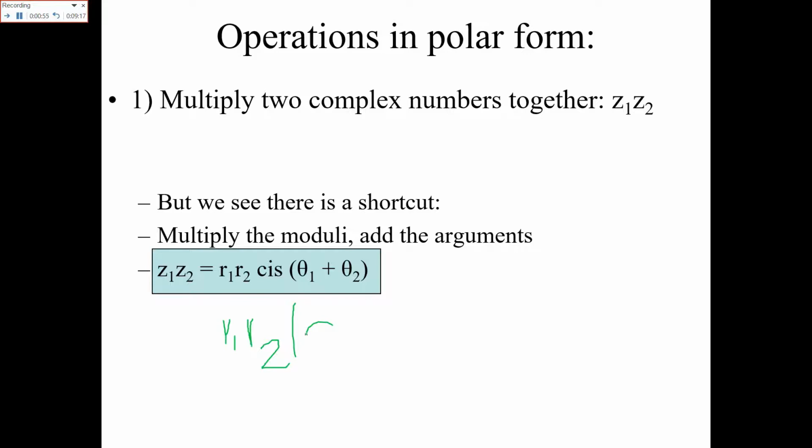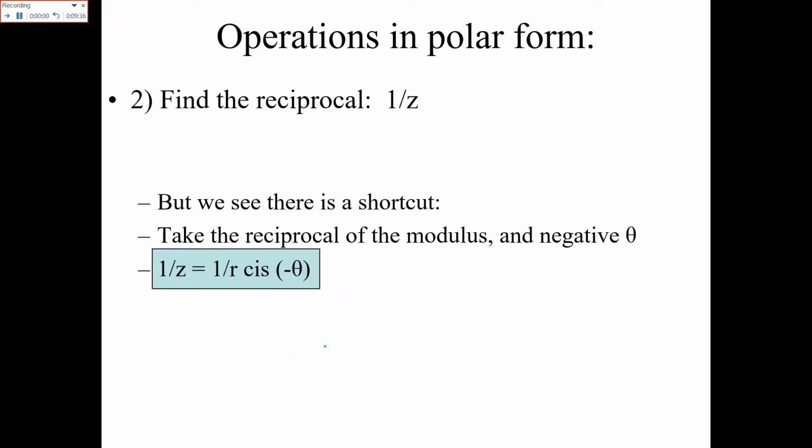So you can represent this z1 z2 as r1 r2 times cos of theta 1 plus theta 2 plus i sin of theta 1 plus theta 2. So this is how you will write your numbers in the polar form. Now the operation of reciprocal.